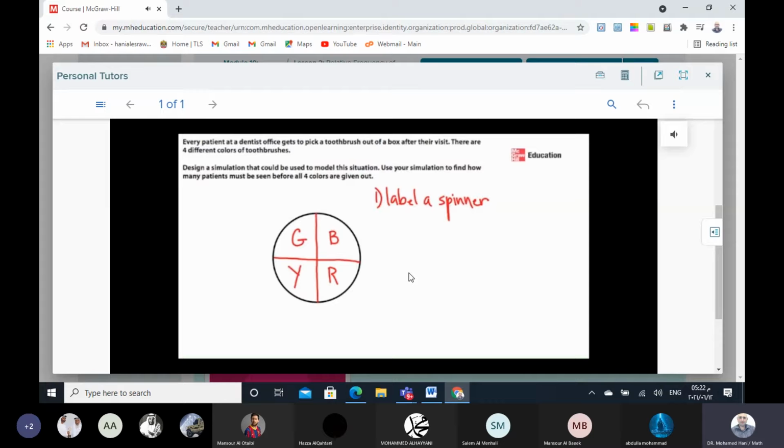And then, quite simply, we're going to continue to spin the spinner over and over again until you've landed on every section of the spinner.